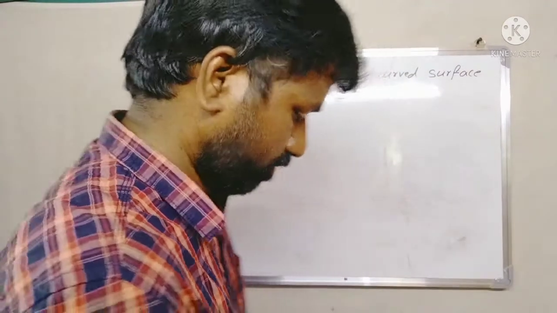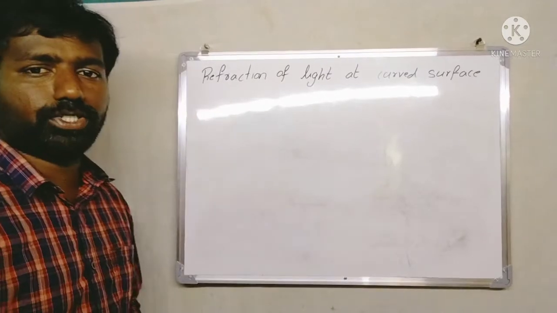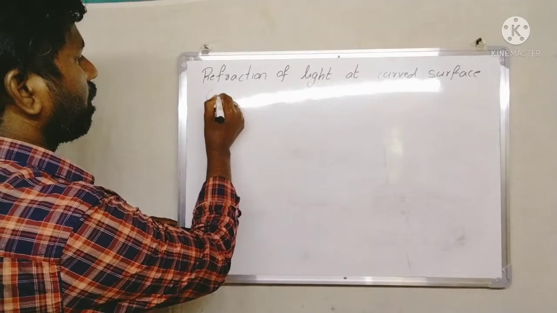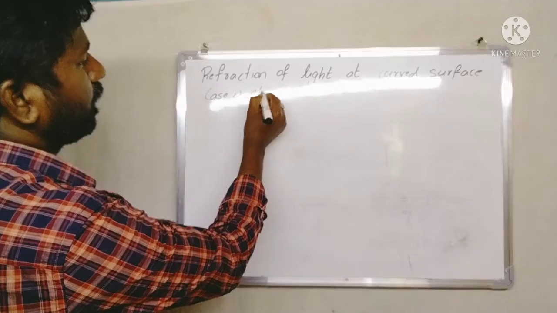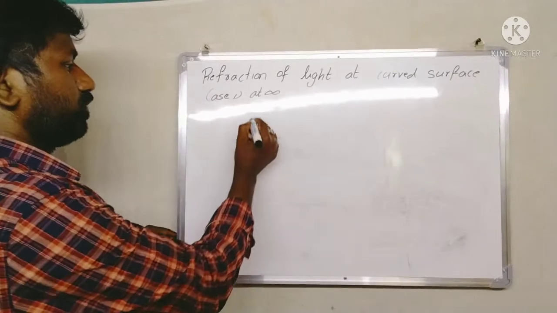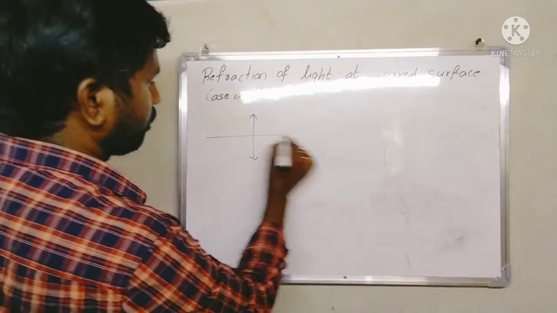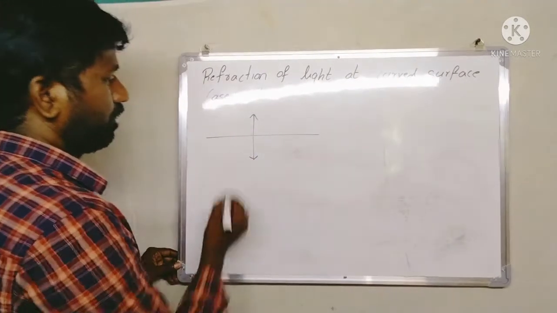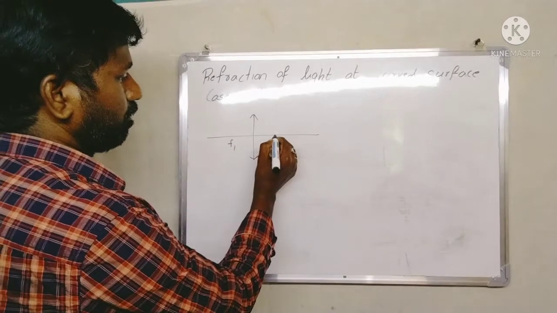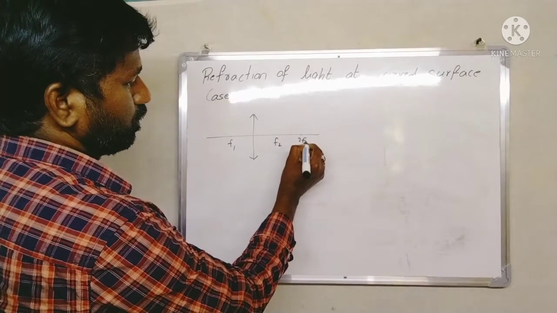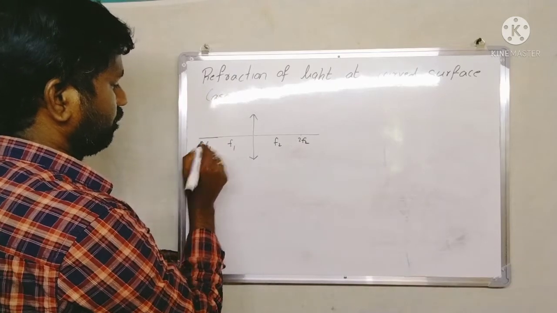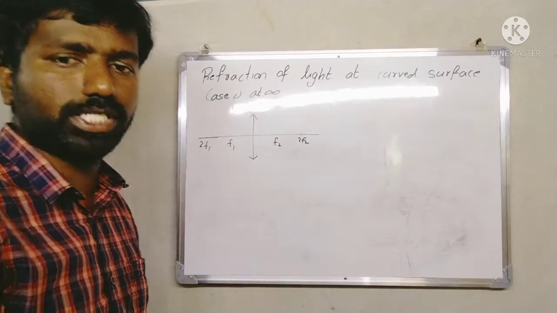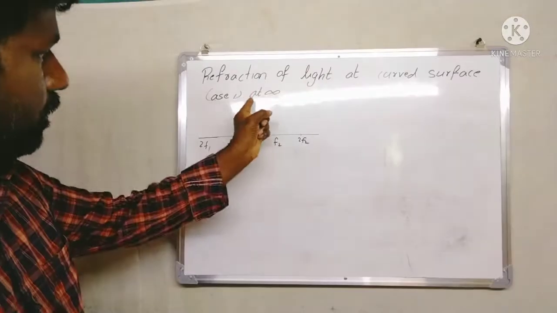So for that, we are taking the object at infinity distance for the first case of a convex lens. Case 1: object at infinity distance and using a convex lens. So we use a convex lens. This is F1 and F2, and this is 2F2, this is 2F1. Instead of 2F1, 2F2, you can use C1 and C2 also. Now we are taking the object at infinity distance.